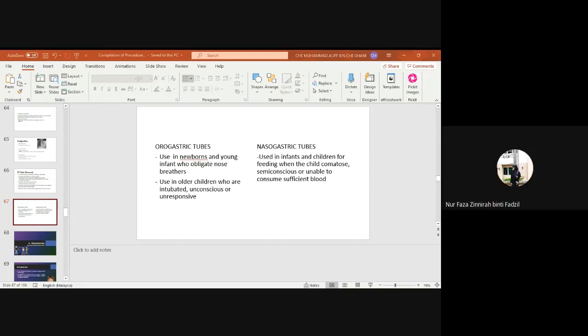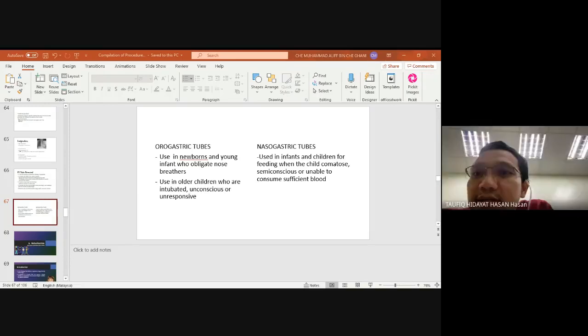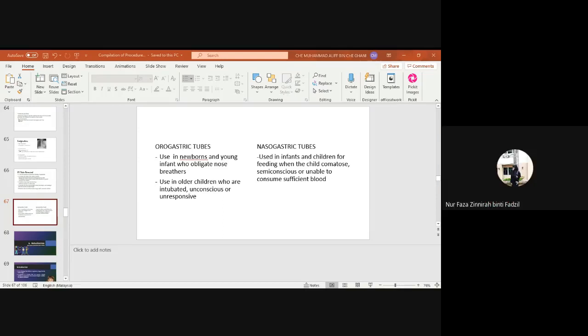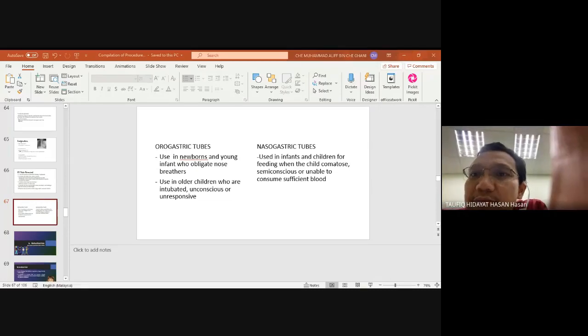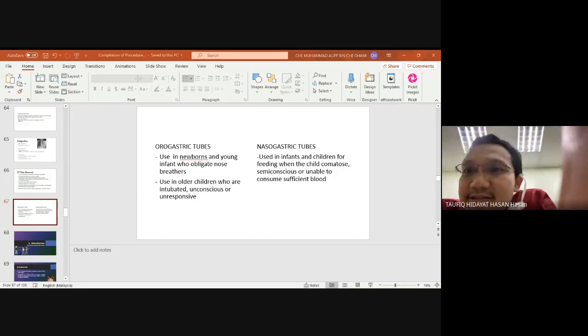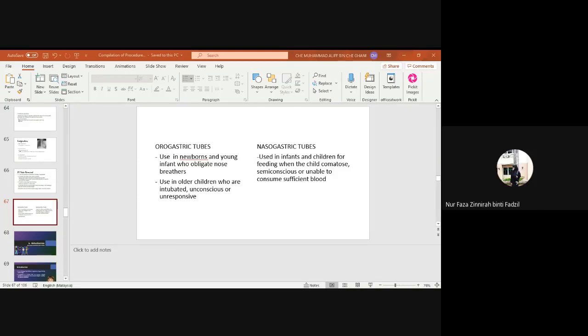Tanya yang masa NGT ni, kalau pasien conscious koma nak pakai OGT ke NGT? Sorry, doktor. Fazal boleh tolong mute? Okay, kalau patient unconscious koma ni pakai OGT ke NGT? Yang koma ni.